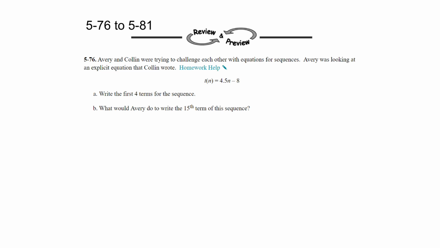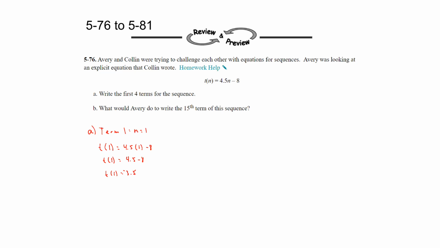So when we're writing the first four terms, remember that for term 1, n is equal to 1. Okay, so that's what we're going to plug in. To find the first term, we plug in 1. We get 4.5 times 1 minus 8. So T of 1 is equal to 4.5 minus 8, which is equal to negative 3.5. So the first term is negative 3.5.